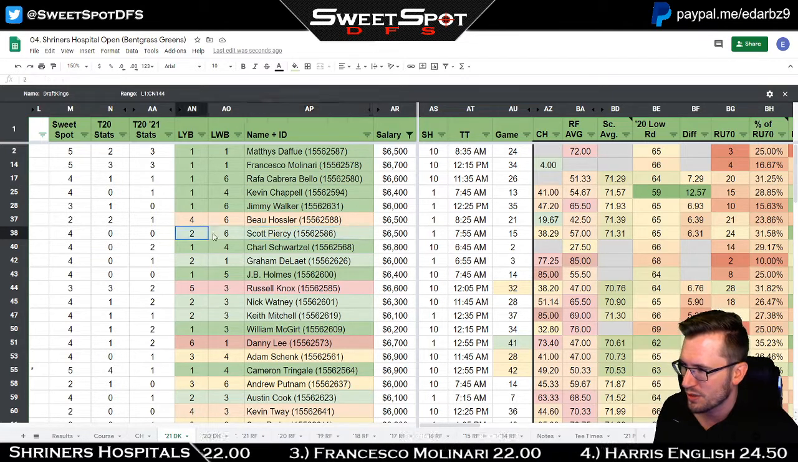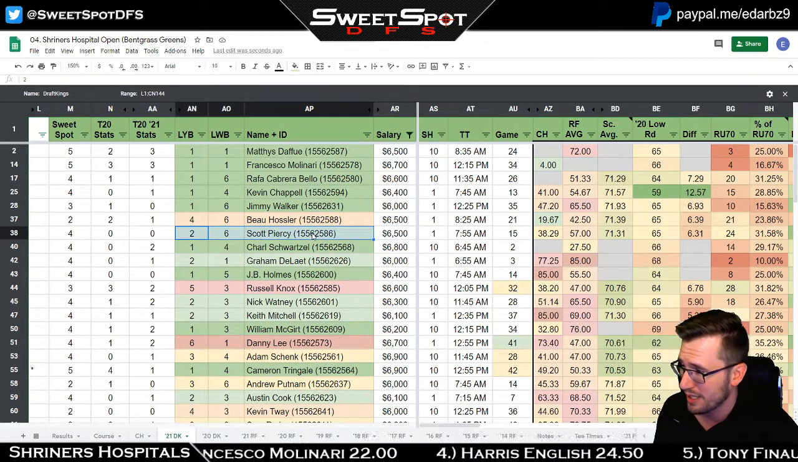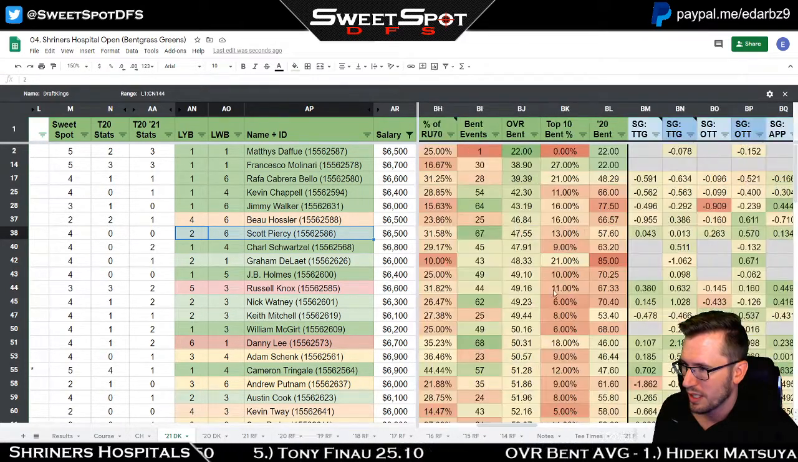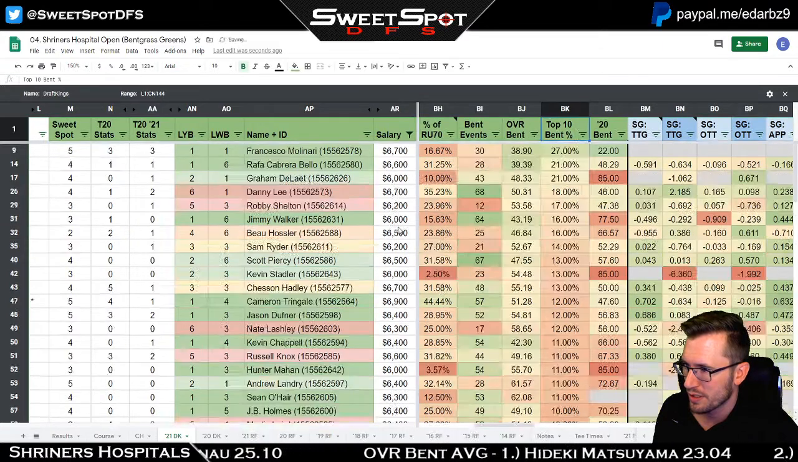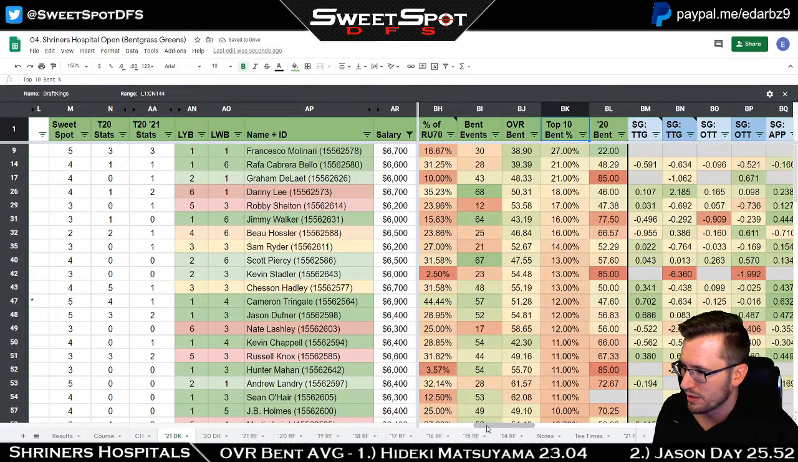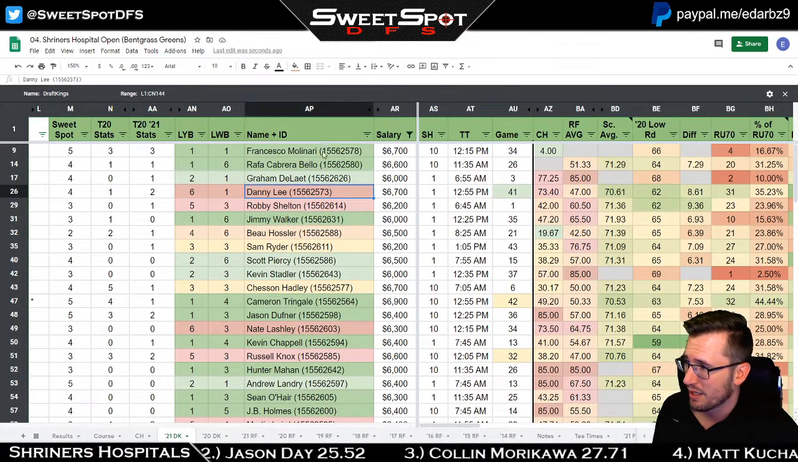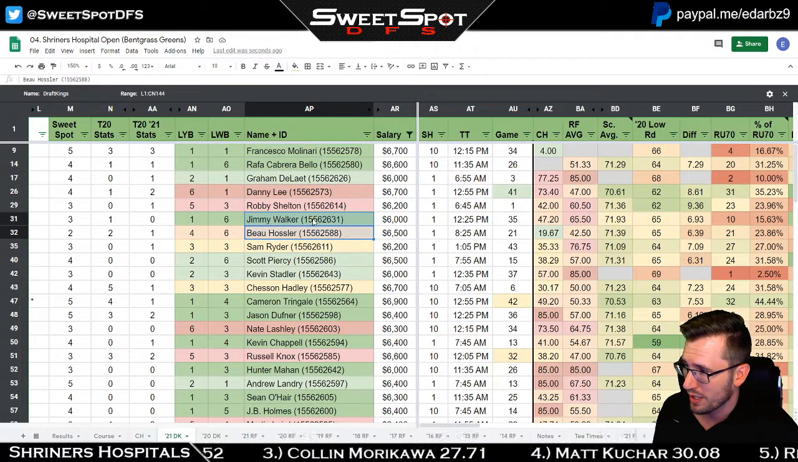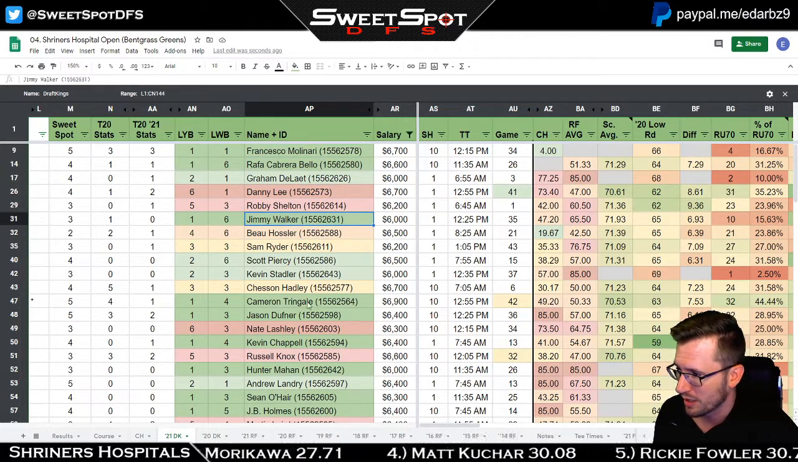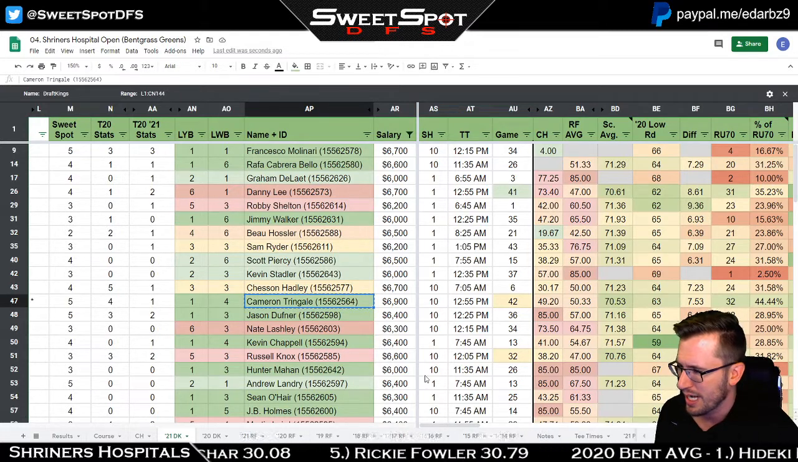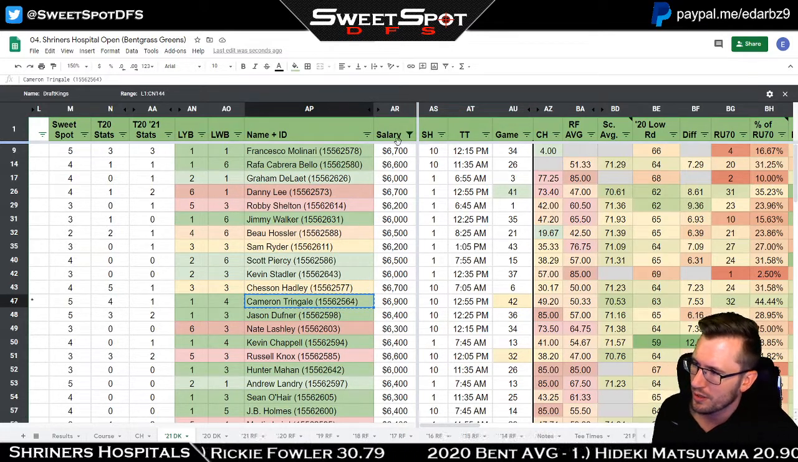Piercy is interesting. He's a 2.6. I don't know how much I care about that. How about we make sure that this number is not 0? So we're seeing a lot of Danny Lee, Francesco, Jimmy Walker even. I'm not going to play any Jimmy Walker. But Cameron Tringali also shows up. And I do like Cameron Tringali. So, okay.